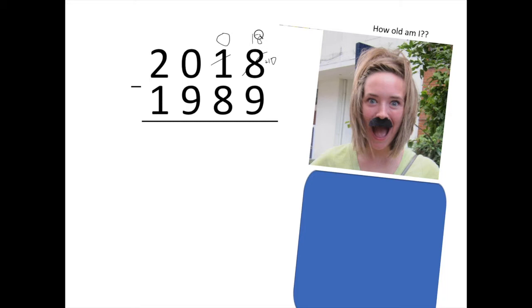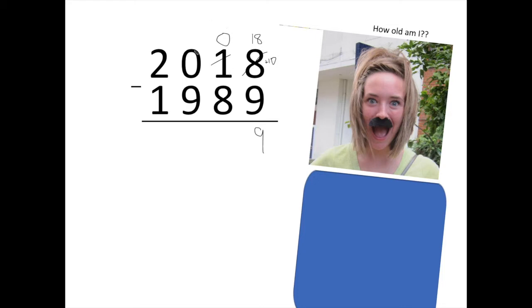So now can I subtract in my ones place? Yeah, it's 18 minus 9. What is 18 minus 9? It's 9. Now I'm moving on to my tens place. You only go one place value at a time. Can I take 0 minus 8? No. So I move over to my hundreds place.